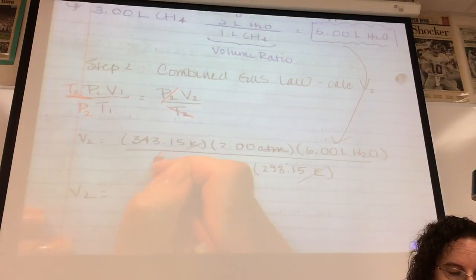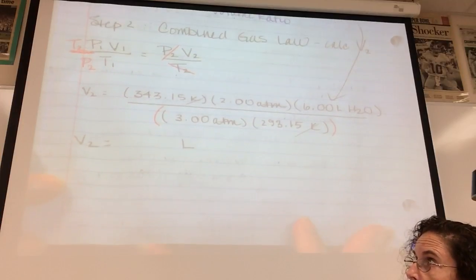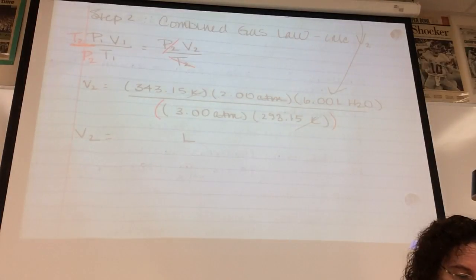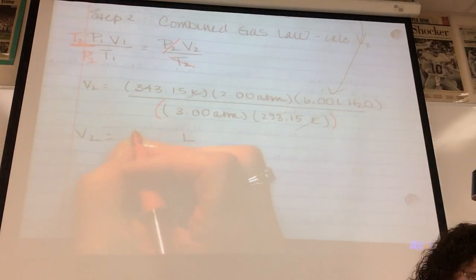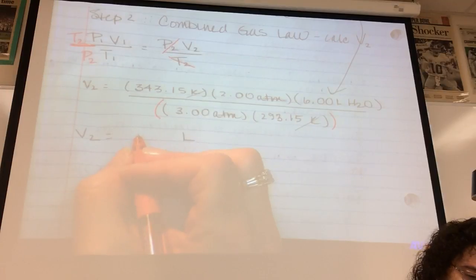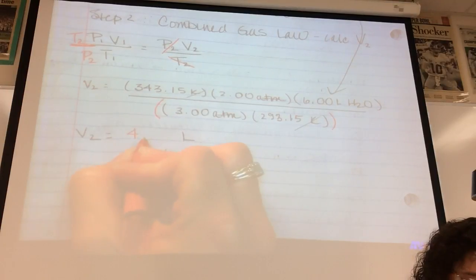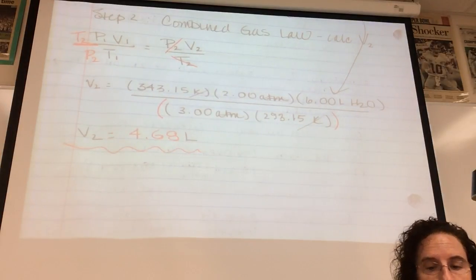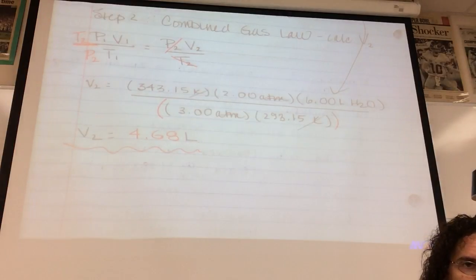And again, in your calculator, you have more than one quantity in the denominator now. So you're going to need those red parentheses, or you can multiply that off first and flip it. Whatever rocks your world is fine. And that's going to be 4.68 liters. So you need to really be careful with the wording in these problems.